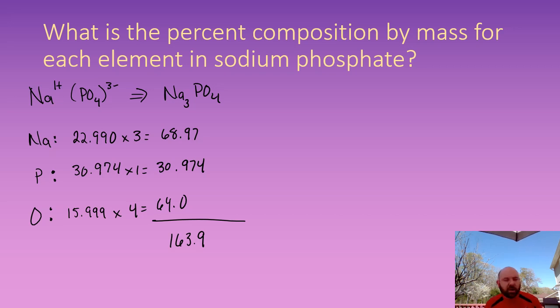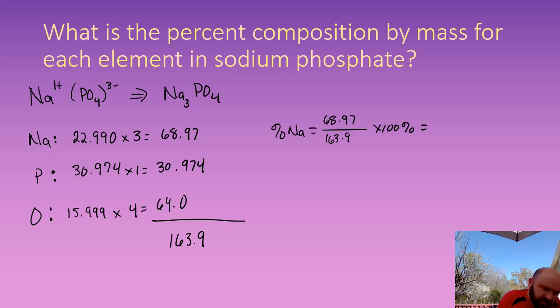And now I have quite enough information to determine the relative percent compositions. What I would do is take each element, so the percent of sodium in our compound is 68.97 atomic mass units of sodium divided by 163.9 total atomic mass units in our compound. Multiply by 100. And see that I have about 42.1% of my compound being made of sodium.